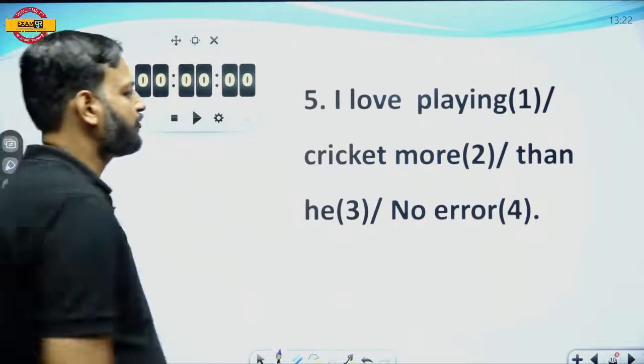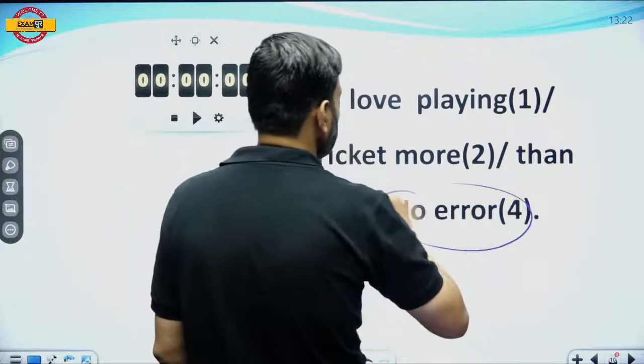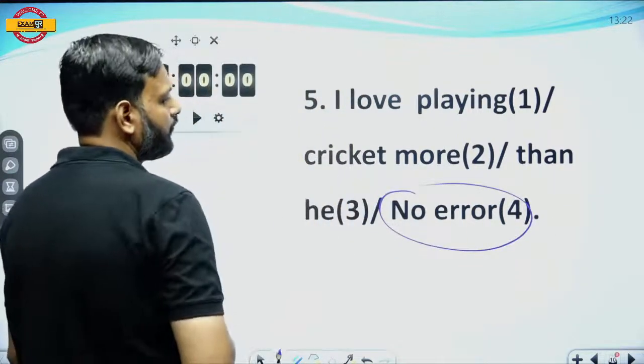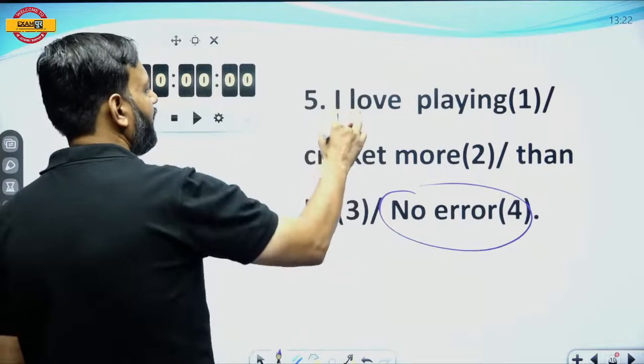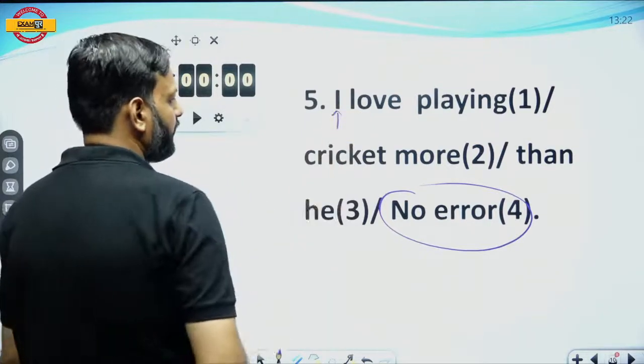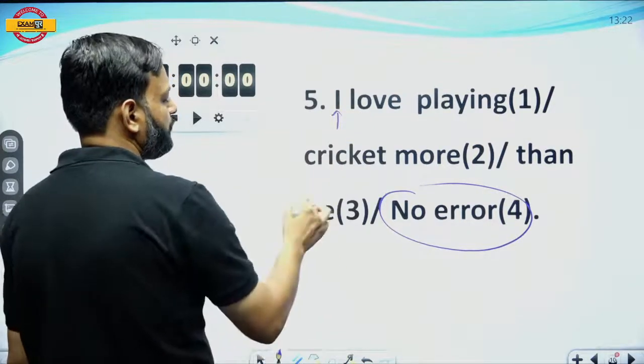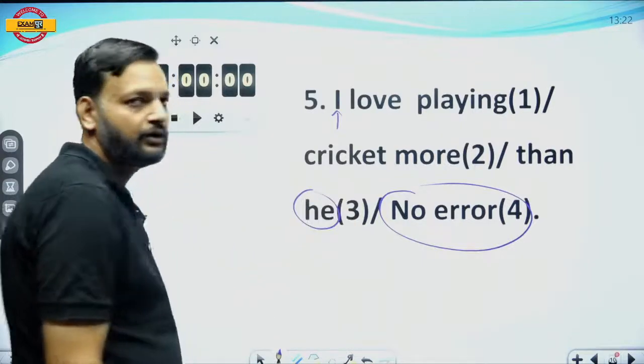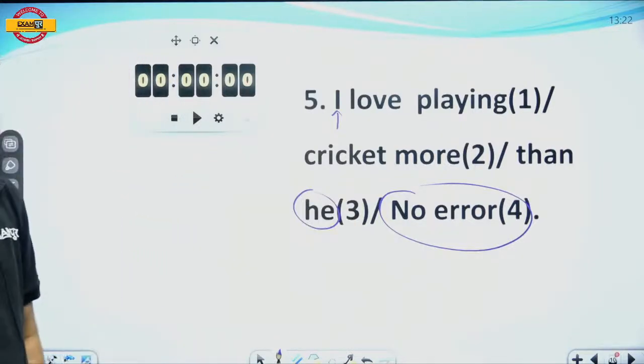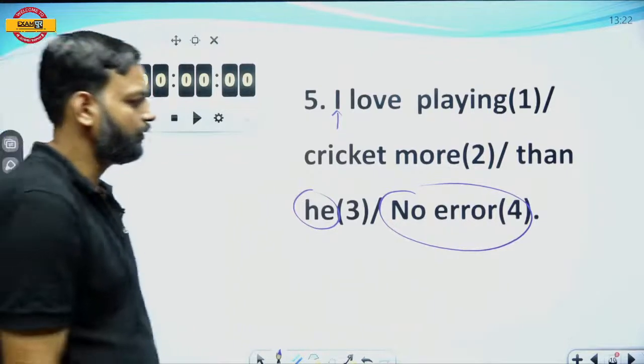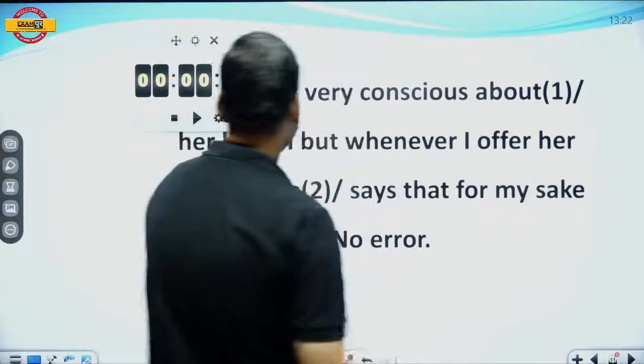In this sentence there is no error, okay, because here I has been compared and I is the subject, so it should be compared with he. So the sentence is correct, there is no error in this sentence. Okay, let's see the next question.